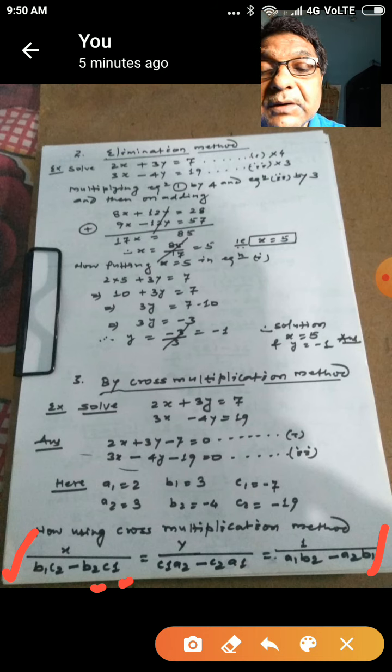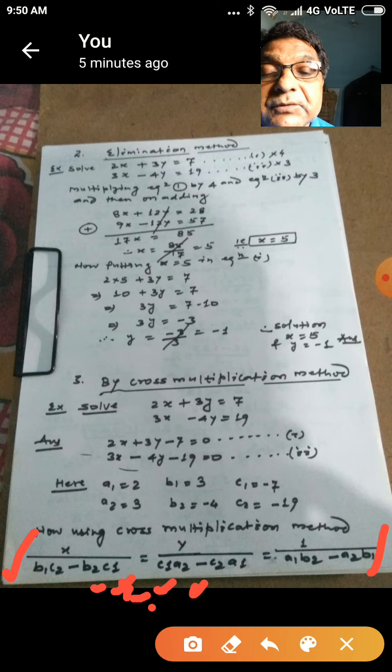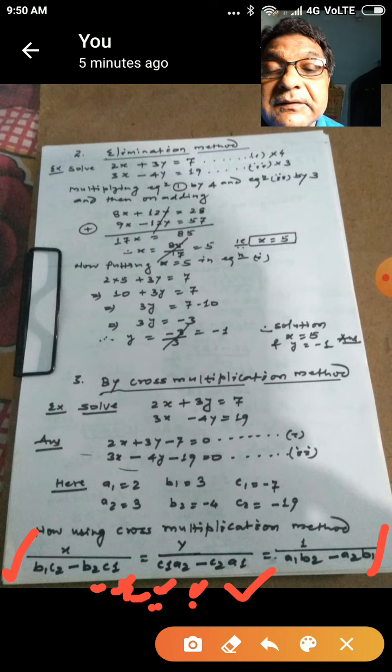Again it is equal to y by, where the first term ends, c1. So it starts from c1, and after c, a will come, and a will get suffix 2. So it will be c1 a2. Then the same is written with the opposite suffixes, so c1 a2 minus c2 a1. This is y by this. Since it ends at a1, the next starts from a1. So the next term is 1 by a1, then b2, and minus the same with opposite suffixes, that is a2 b1.